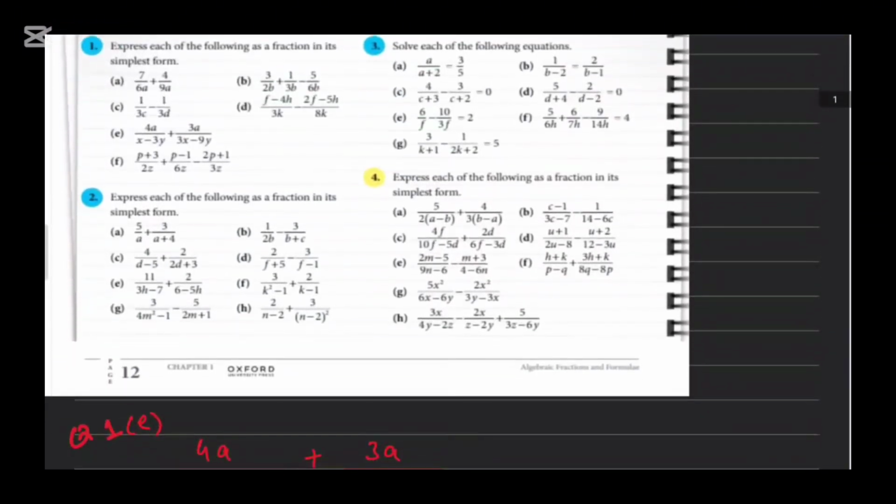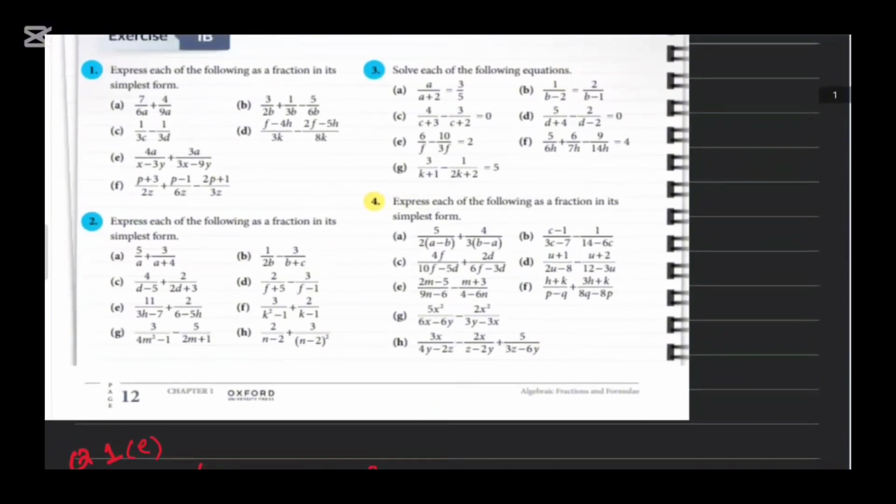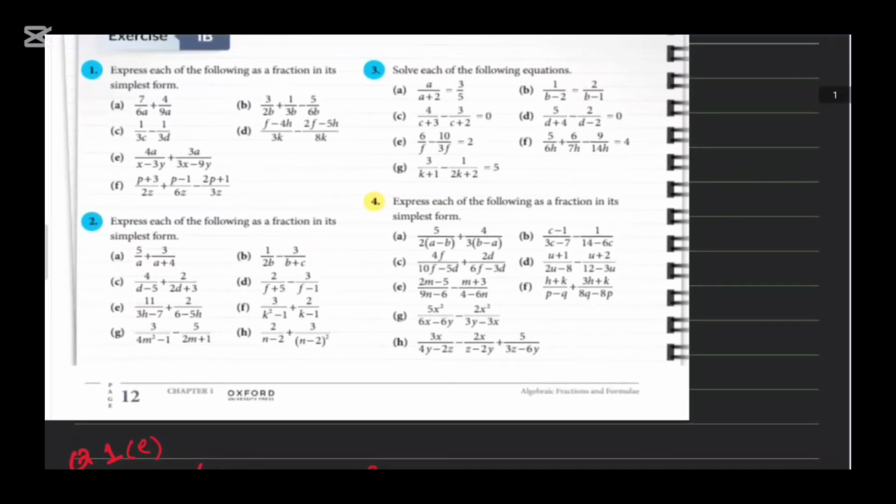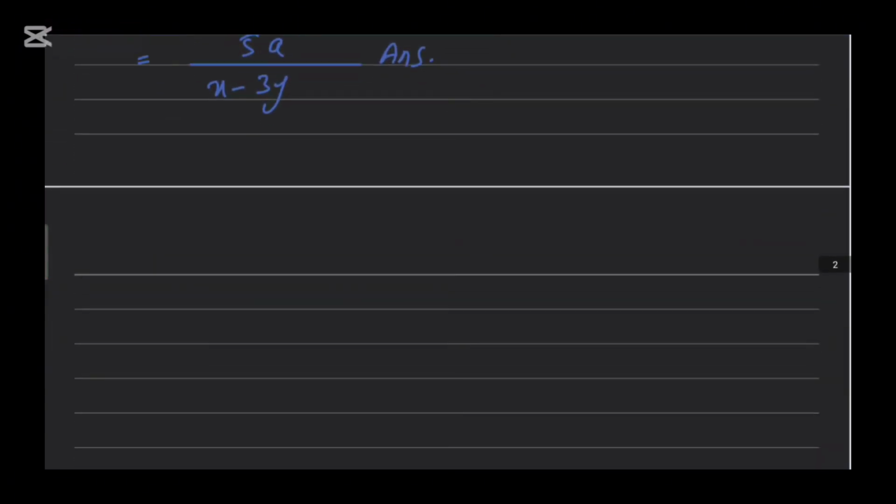Question number 2. So I will solve the last part of this question. Express each of the following as a fraction in its simplest form. So question number 2, part H, that is 2 over n minus 2 plus 3 over n minus 2 whole square.